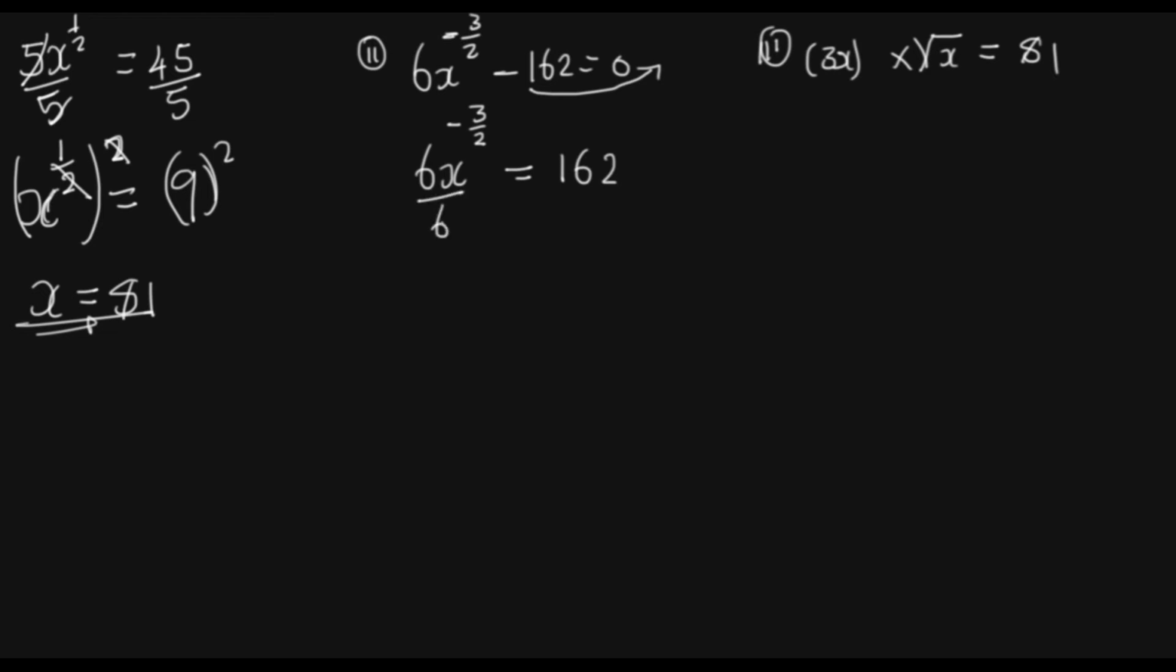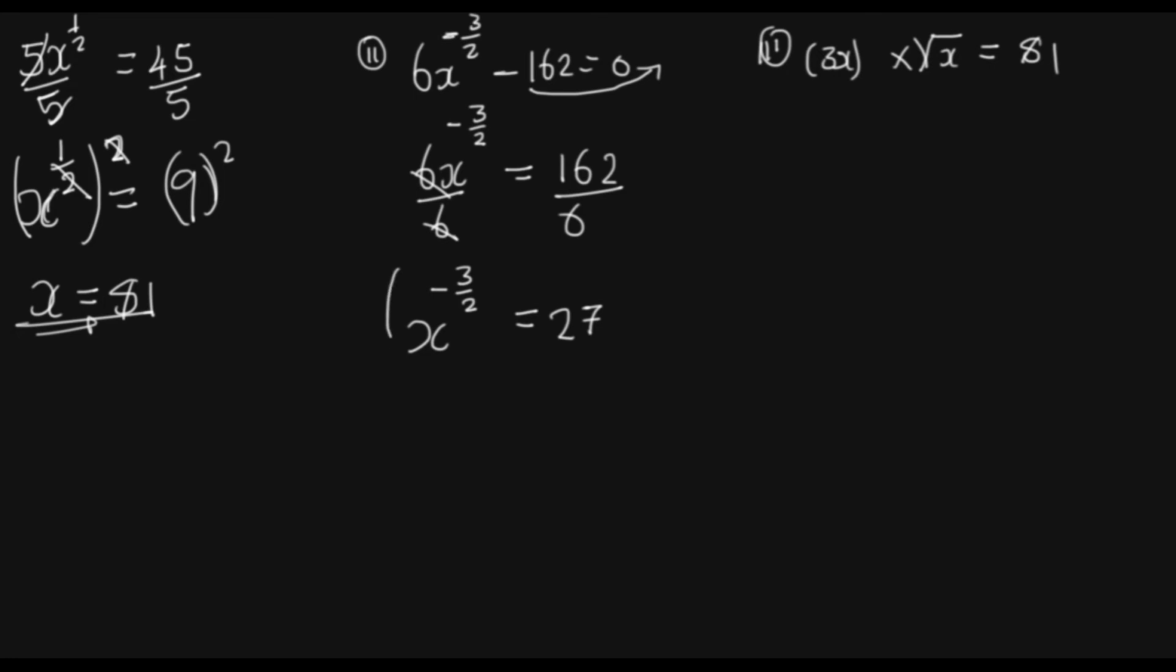So we divide by 6. Also here, we divide by 6. So x raised to the power negative 3 over 2 is equal to, now, 6 into 162 is 27, because we know that 6 into 16 is 2, remainder 4. 6 into 42 is 7, which is 27.